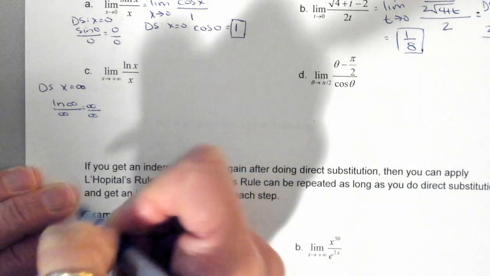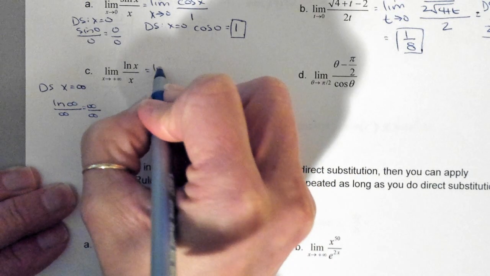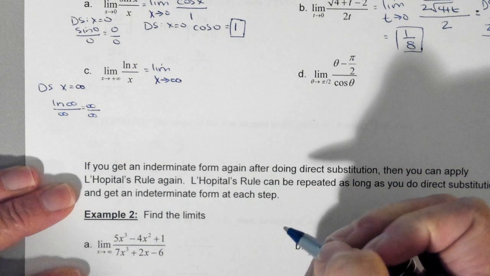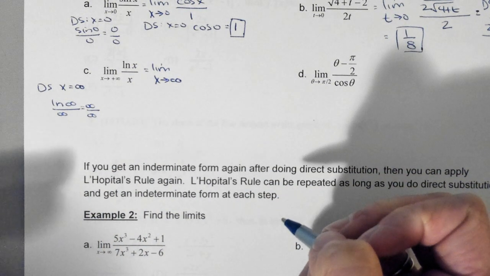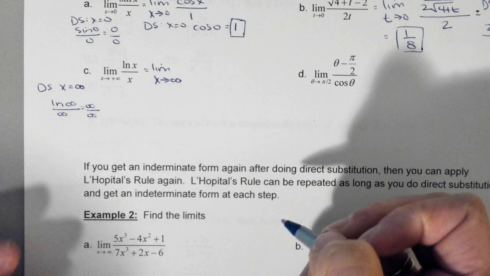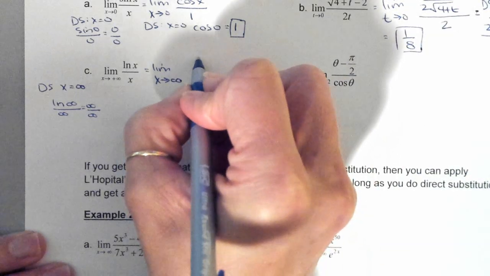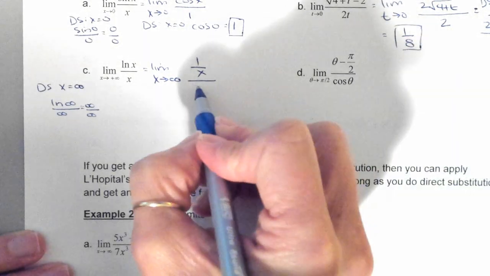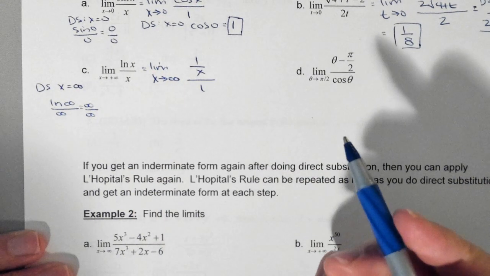So this is indeterminate. So now what we have is the limit as x approaches positive infinity. Remember, you have to rewrite that. What is the derivative of the natural log of x? It's 1 over x. Over, what's the derivative of x? Just 1. So we have 1 over x.